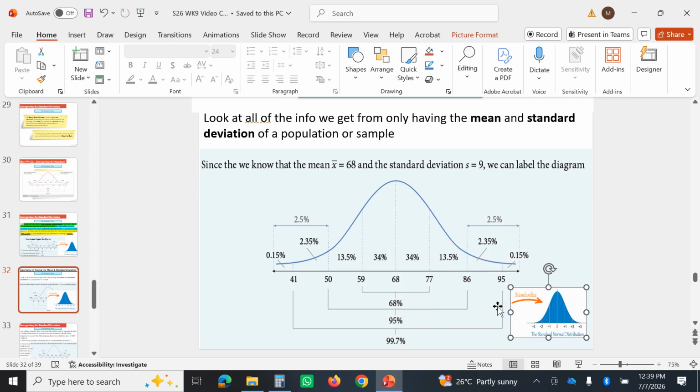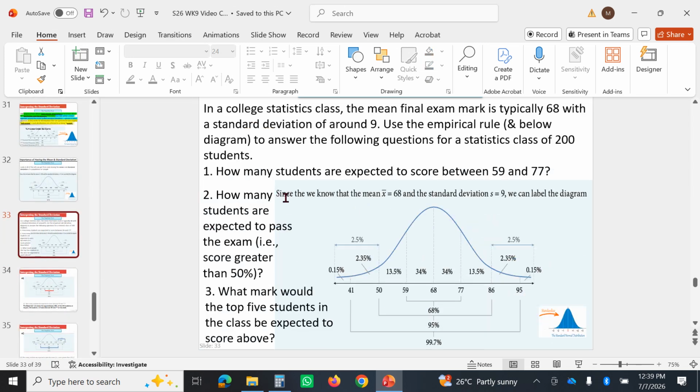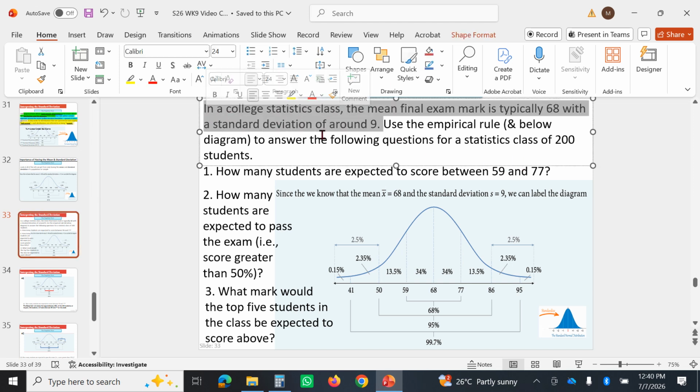Okay. All right. So in a college statistics class, the mean final exam mark is typically 68 with a standard deviation of 9. Oh boy, those numbers sound familiar. Use the empirical rule and the below diagram to answer the following questions for a statistics class of 200 students. How many students are expected to score between 59 and 77? How many students are expected to pass the exam, get over 50?